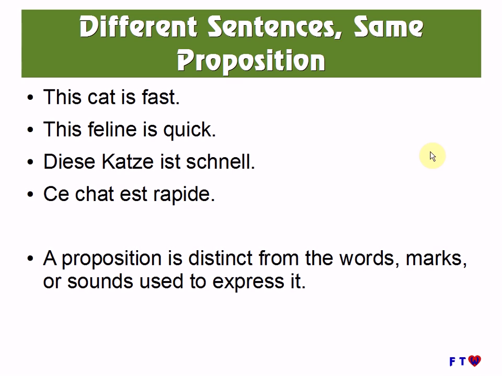Here are some examples of different sentences expressing the same proposition. This cat is fast. This feline is quick. Diese Katze ist schnell. Ce chat est rapide. Here we have a French and a German translation of the original sentence.